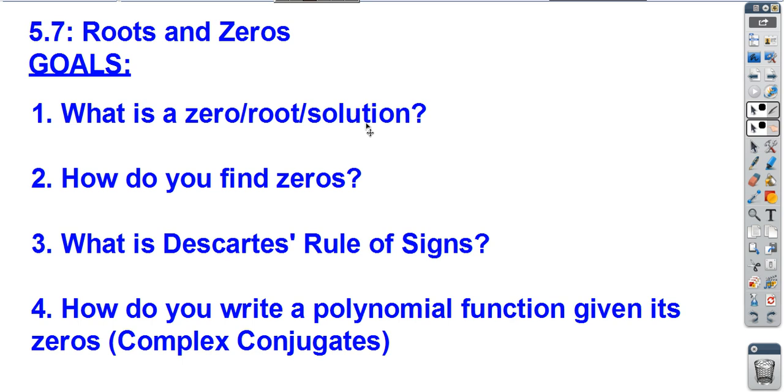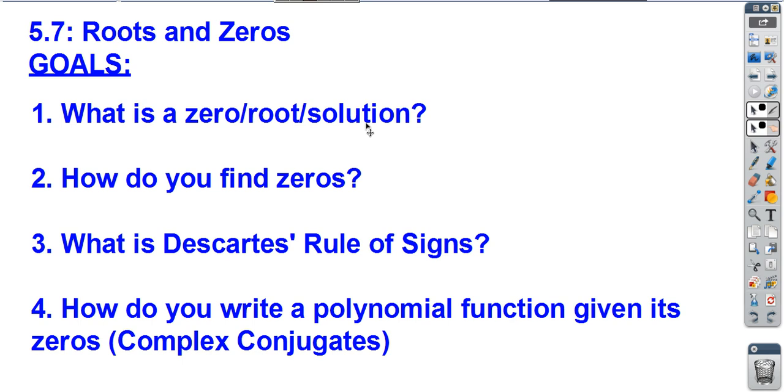So section 5.7 is on the topic of finding what are called roots or zeros, and that basically means finding the solutions of a polynomial. So a couple of things we want to accomplish. First of all, just define that term zero, root, or solution. That shows up a lot when you're solving polynomial equations.